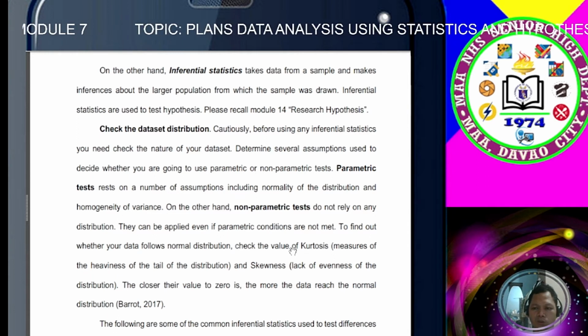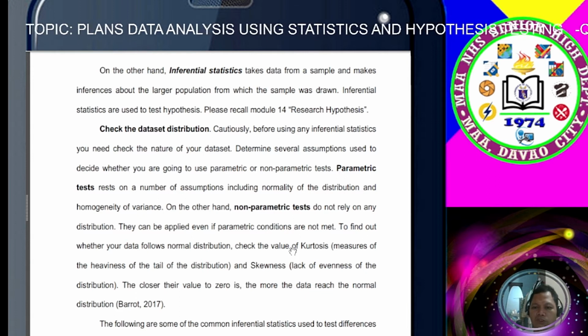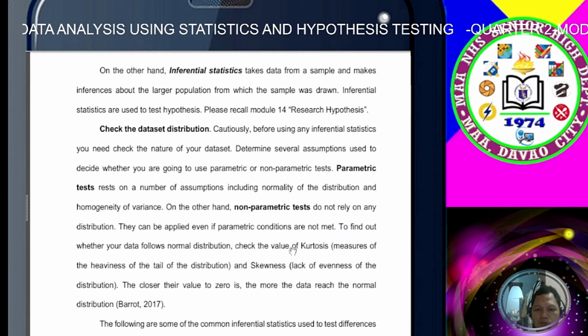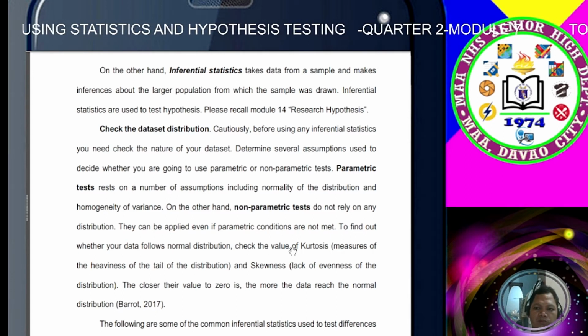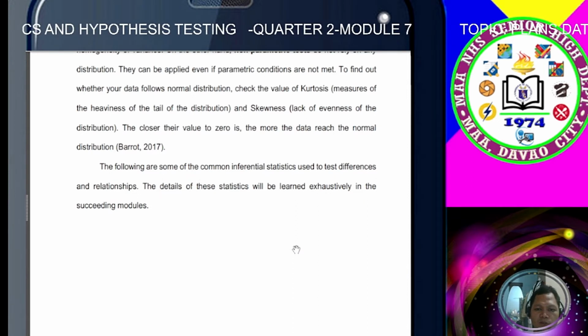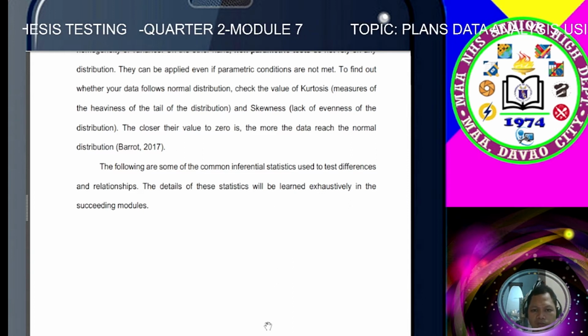You can recall this in your Statistics and Probability in grade 11, where you learned to compute the z-scores, the standard scores. Okay, so you recall that. But in this module, we will assume we'll use the parametric test. So the following are some of the common inferential statistics used to test the difference and relationship.